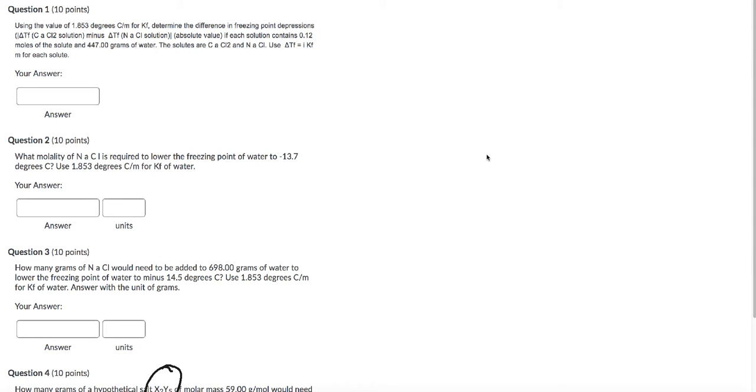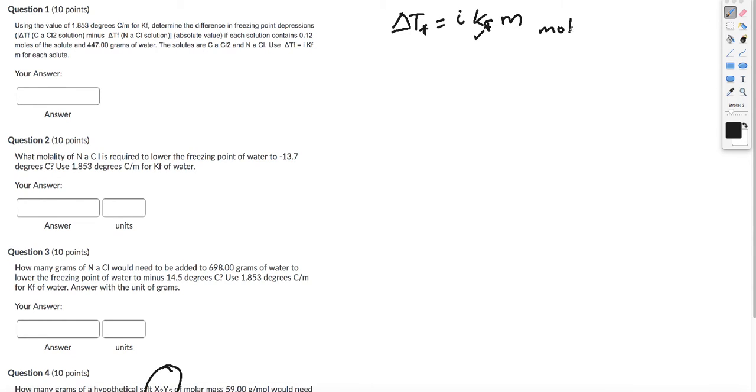In the first question, you're looking for the differences between freezing point depressions. Now, the equation you'll be using here, the same one we've been using, delta TF equals i KF m. And in this problem, you are given the KF value, and the molality you're not given, but the molality can be calculated.